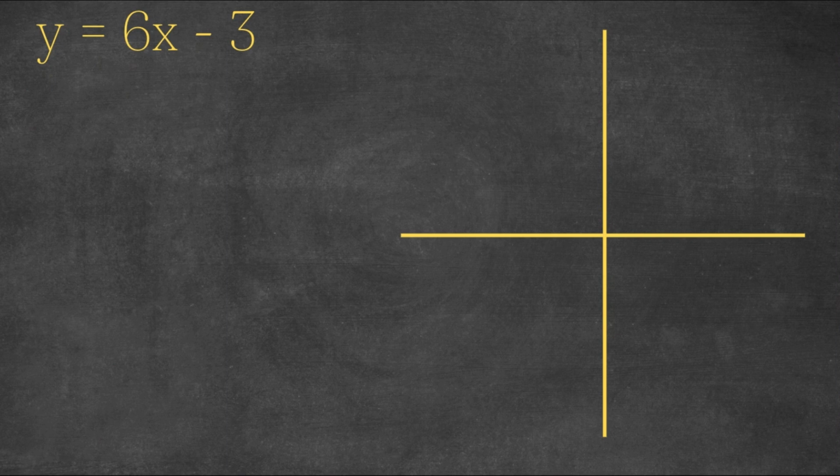In today's video, I'm going to be teaching you guys how to find the x and y intercepts given an equation. So our equation here is y is equal to 6x minus 3. And now before learning how to find the x and y intercepts from an equation, let's first learn what the x and y intercepts really are.